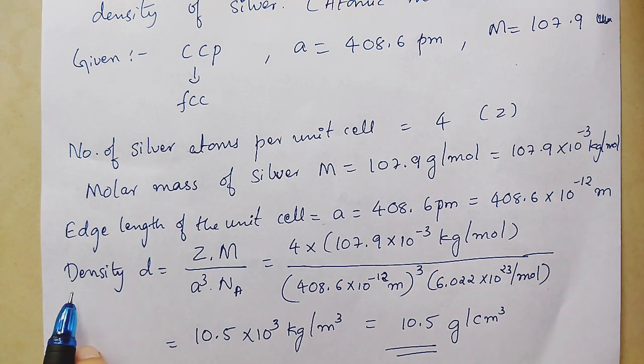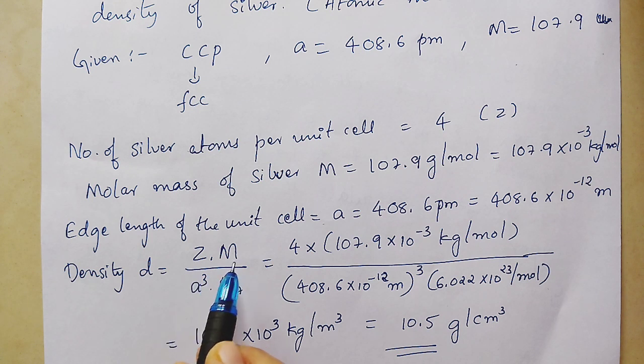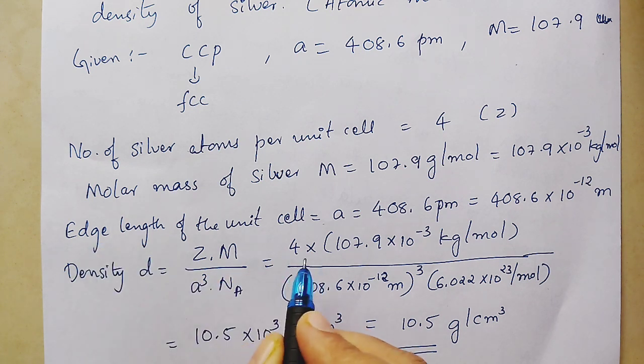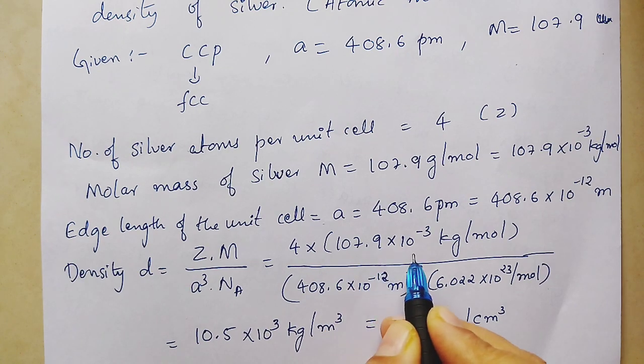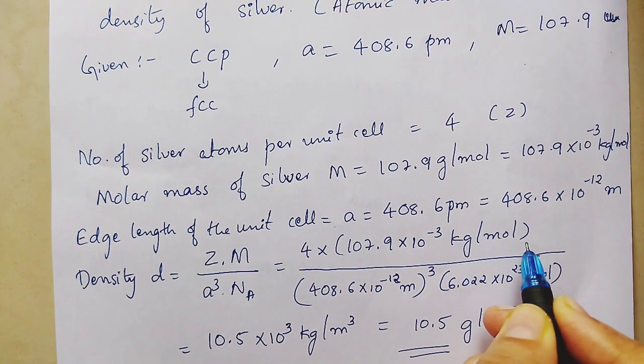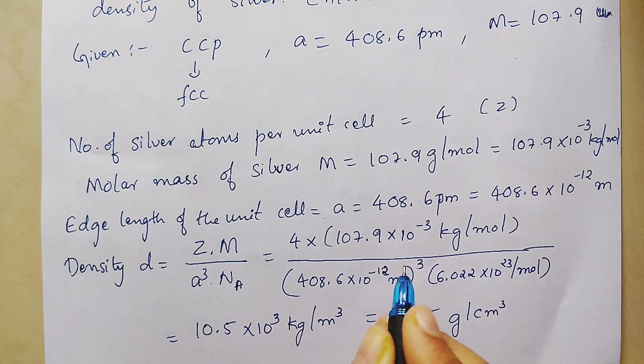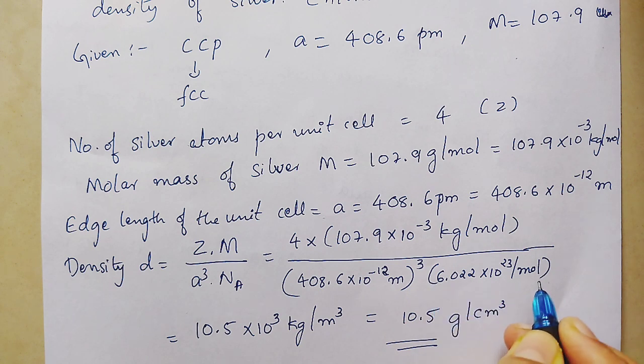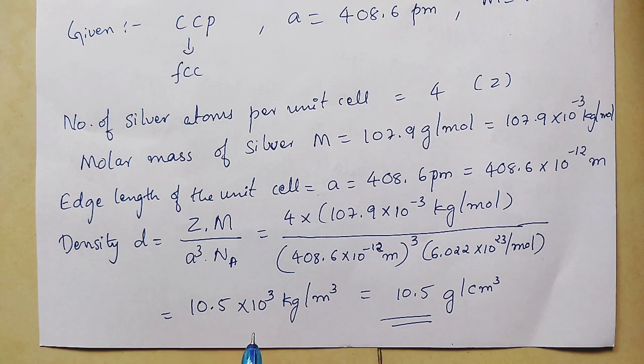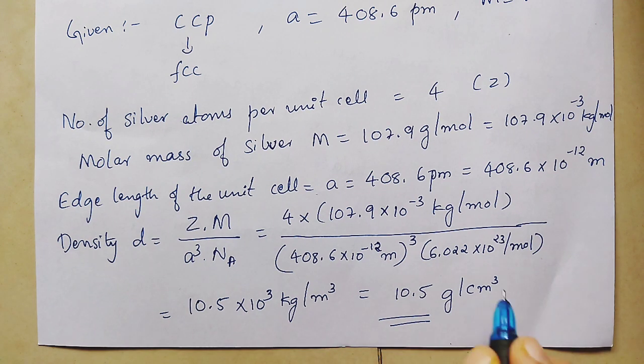Now use the formula density d is equal to ZM by a cube into Na. So apply the values here. 4 into 107.9 into 10 to the power minus 3 kilogram per mole, whole divided by 408.6 into 10 to the power minus 12 meter whole cube into Avogadro number, which is equal to 10.5 into 10 to the power 3 kg per meter cube. That is nothing but 10.5 gram per cm cube. So that is the density of silver.